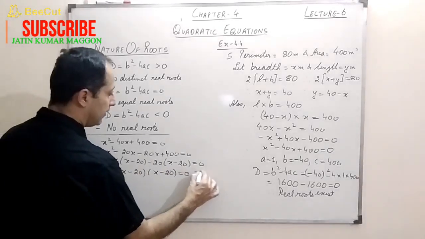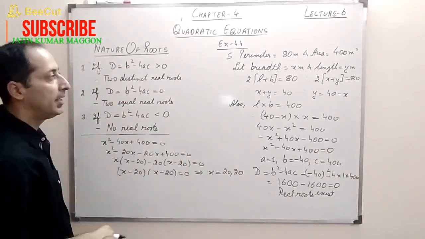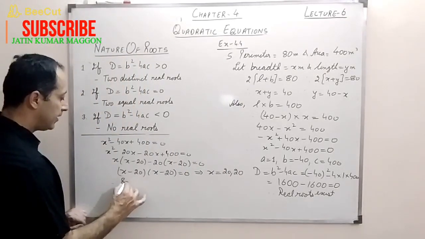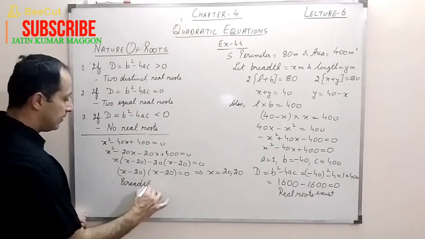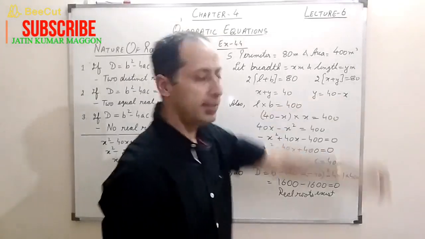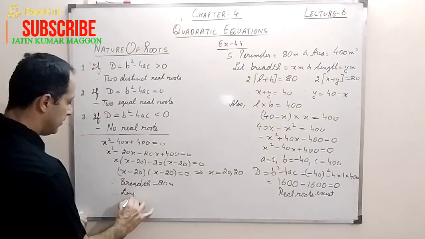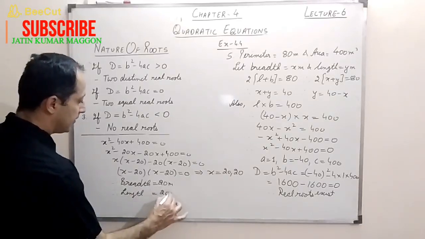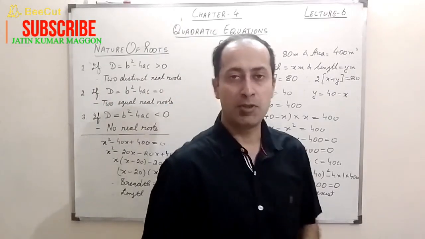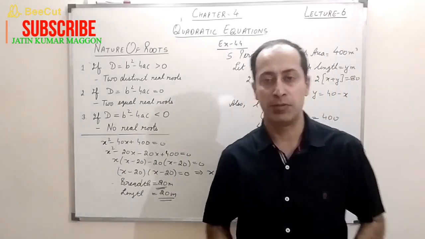So what we get from here is x equals 20, 20. So the breadth is obviously 20 meters. Therefore we write breadth is equal to 20 meters and length was 40 minus x, so therefore length is also equal to 20 meters. So this was all about the question with the nature of the roots. We have to find the roots and the statement question in exercise 4.4.